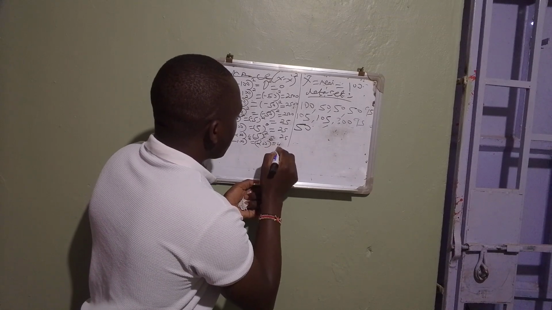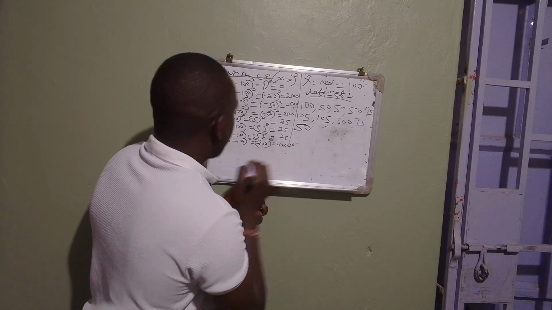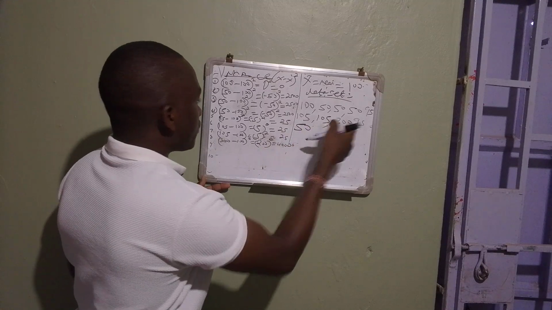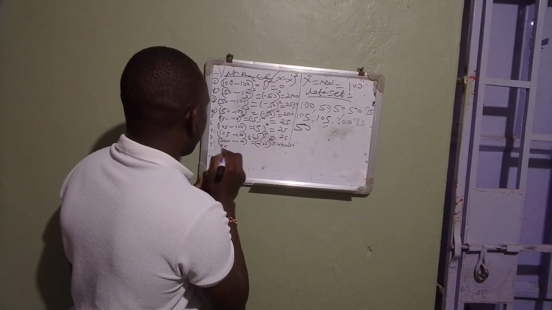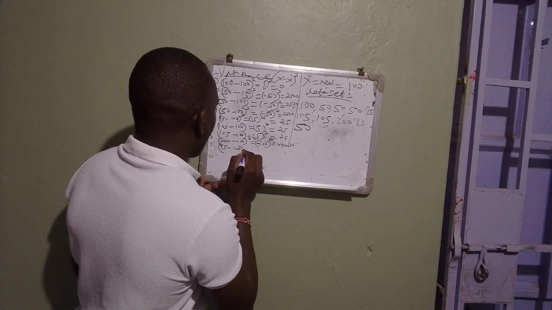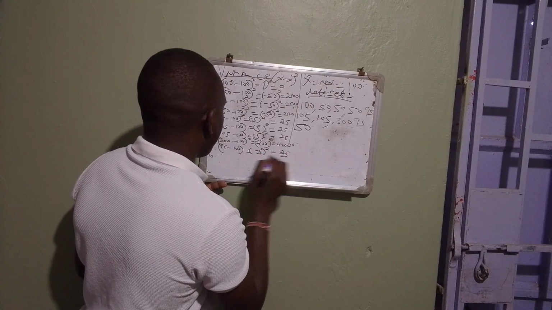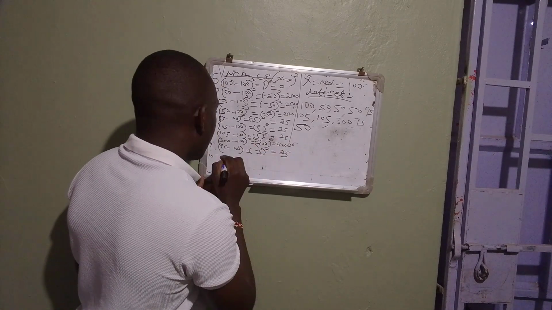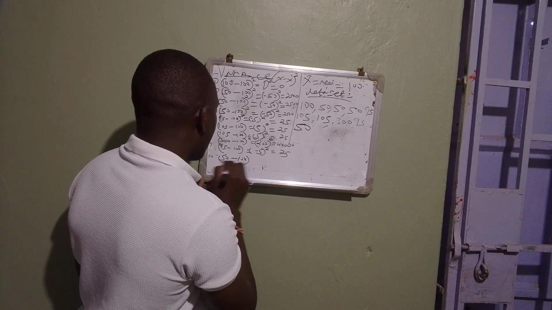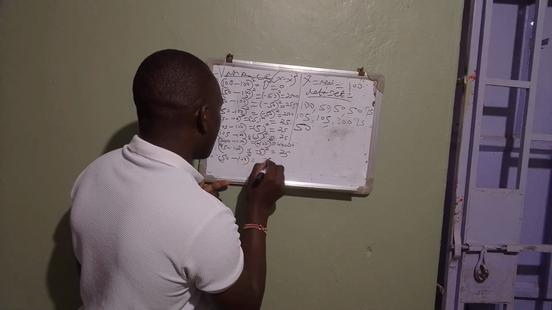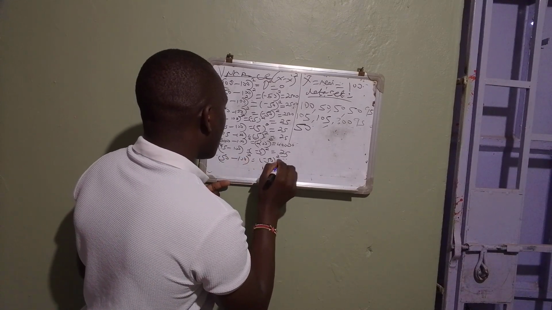Squared it, 40,000. Then the other value is 95. 95 minus 100, we compare minus 5. When you square, you get 25. Then the last value is 50 minus 100. You square it, you get minus 50. You square it, you get 2500.